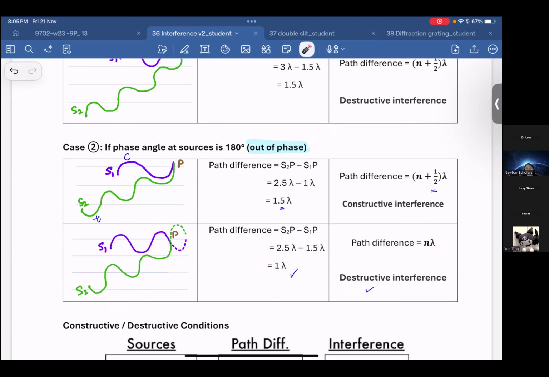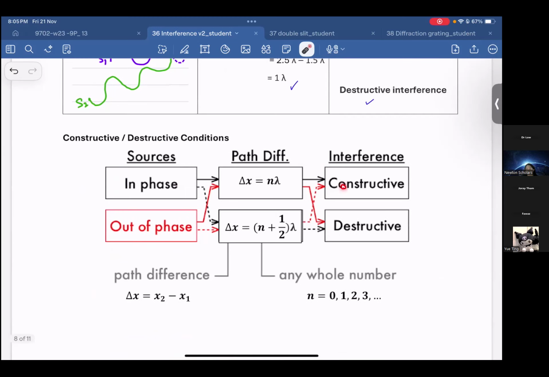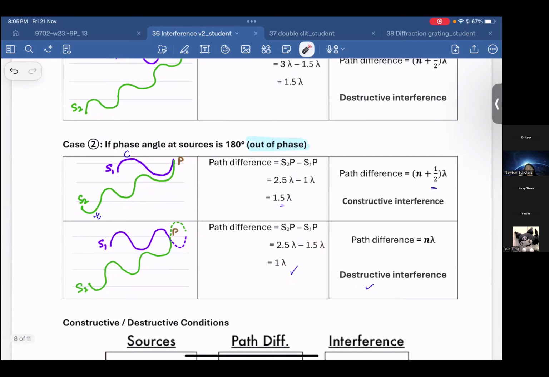So when answering this kind of question, first ask yourself whether the sources come out in phase or out of phase, because they will give totally different answers. Then second, ask yourself whether it is constructive or destructive. If constructive, it should be a whole number or half of the whole number. Wesley, is it okay? So is it also because the phase difference of 180 degrees is the path difference?